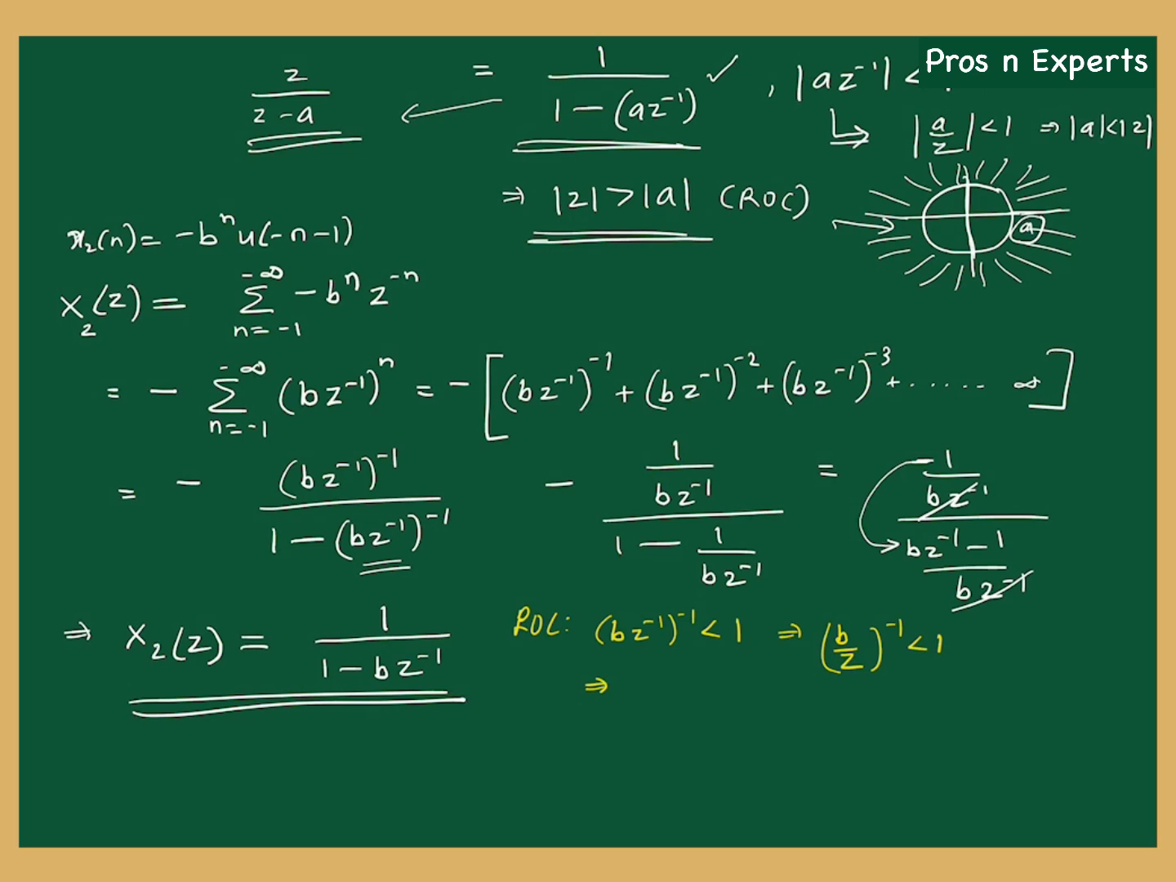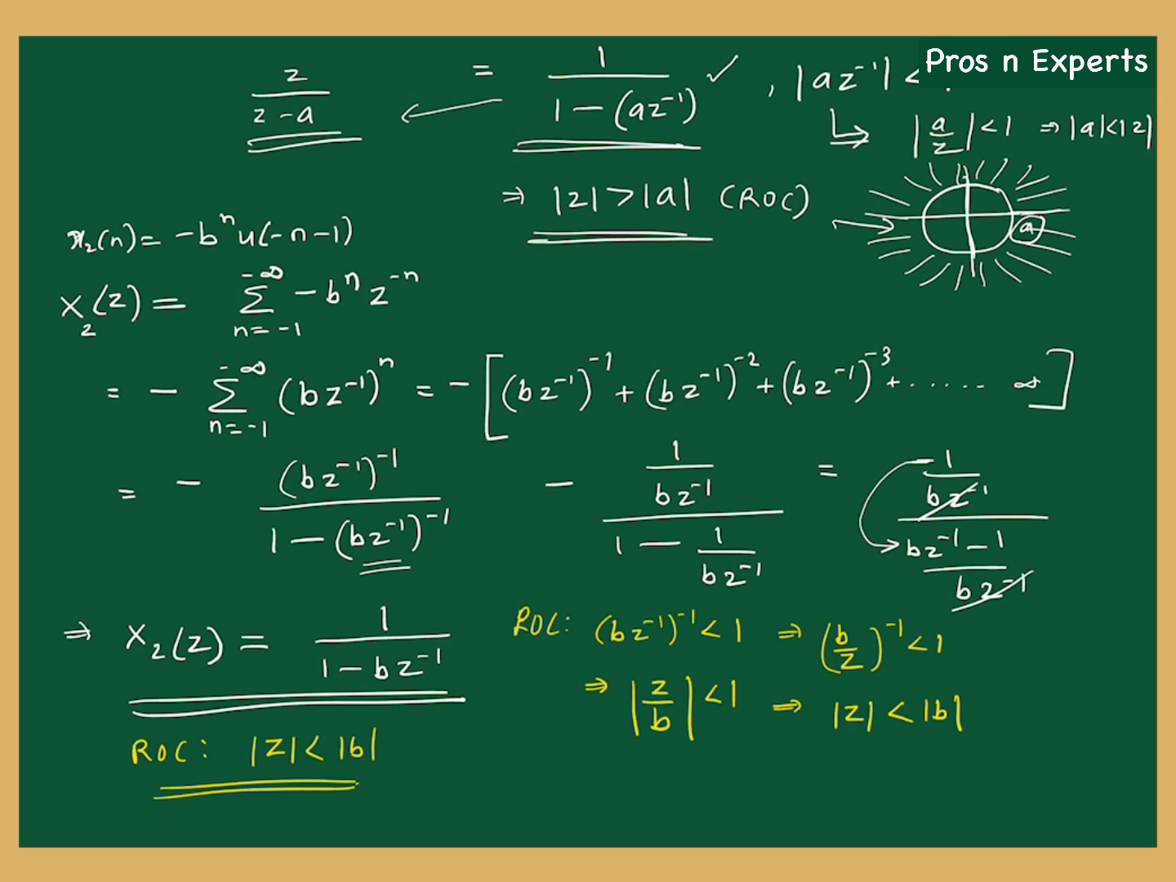It is actually z by b, right? Z by b. Okay, so mod z by b less than 1 will give you directly mod z less than mod b. So the ROC of this term alone is mod z less than mod b. And how will you plot the ROC? Obviously, from the question itself, this signal is a left-sided signal, right? We have drawn it somewhere here.